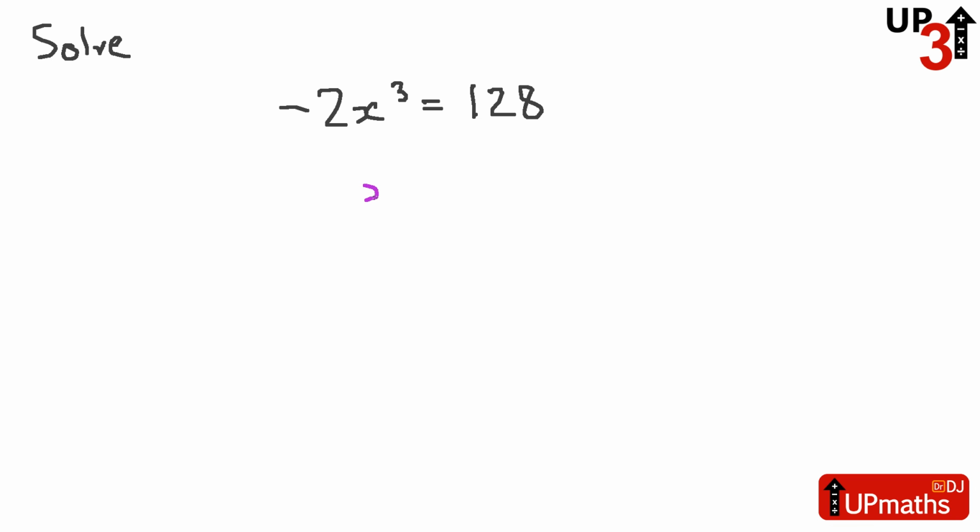I'm going to start by trying to get x on its own. So x cubed equals, I'll sling the minus sign over the other side as well, minus 64. So x equals the cube root of minus 64, which equals minus 4.